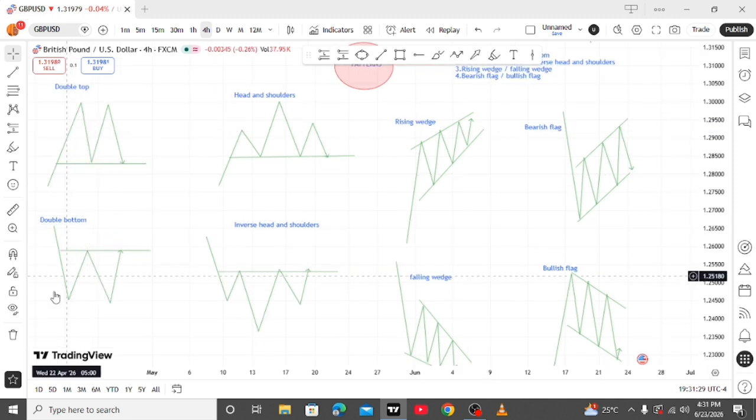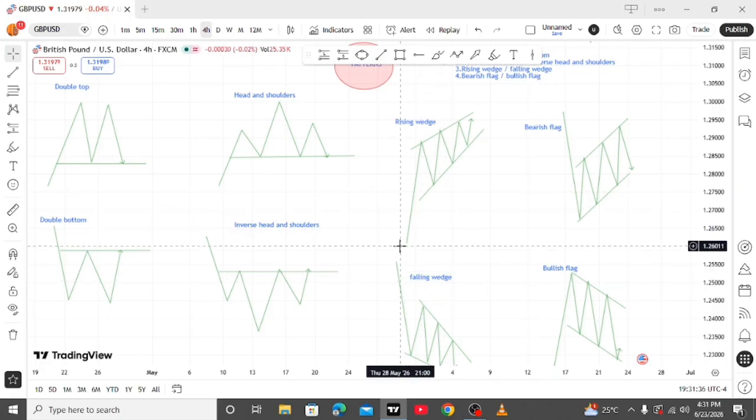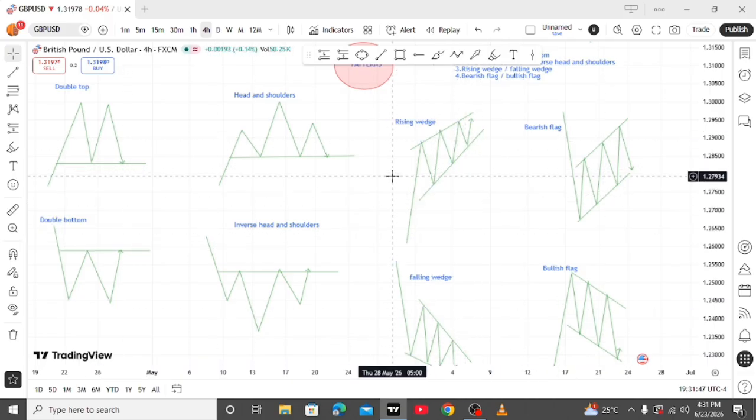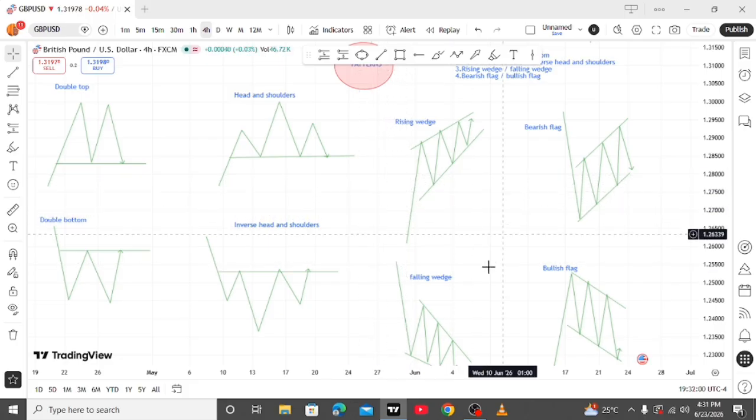The double top and the double bottom, head and shoulders, inverse head and shoulders, rising wedge, falling wedge, bullish flag and bearish flag. Like I told you before, we have hundreds of patterns. You can browse through your phone and you see different patterns, but these patterns I'm showing you right now are the popular patterns you ought to know. As a forex trader, you ought to know this, because if you don't know this, it's like you don't know the basics of forex.